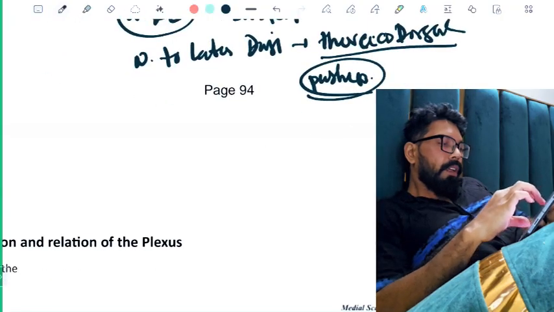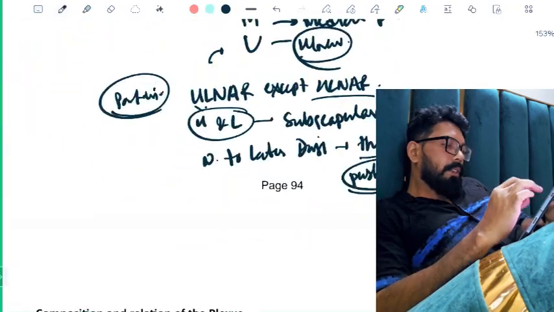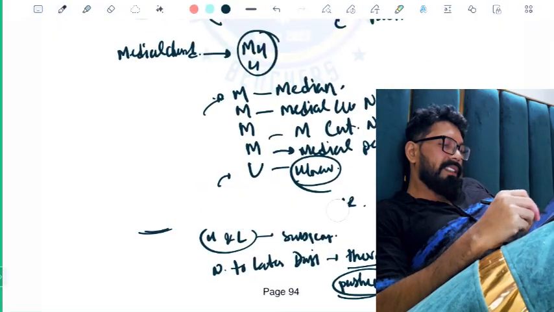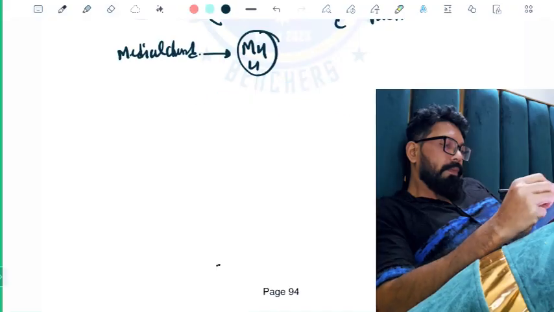Okay. Then we have axillary and radial. I'm running out of space, guys. Sorry, guys. Give me space.